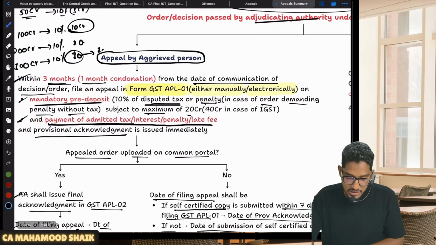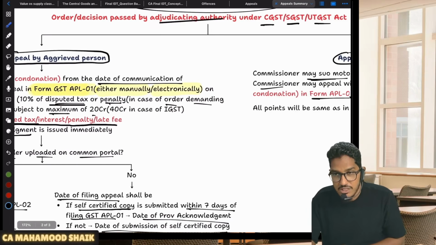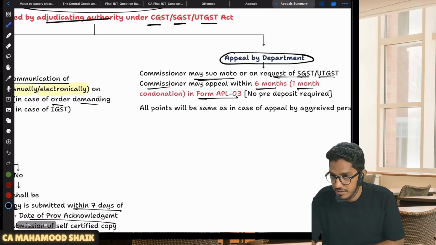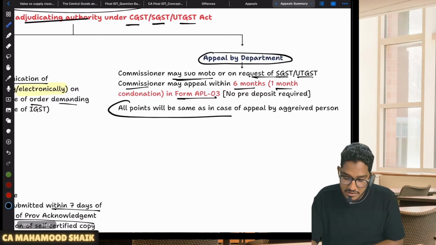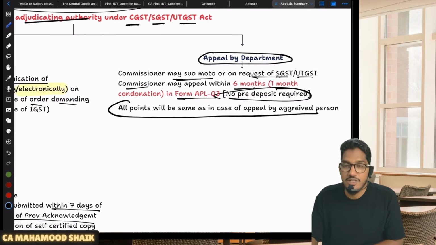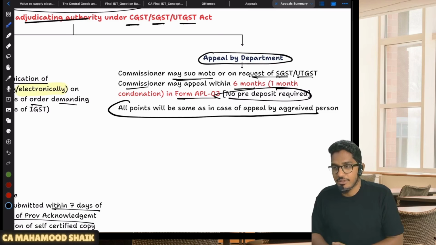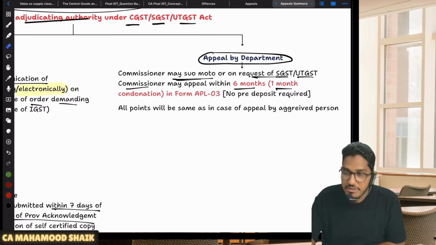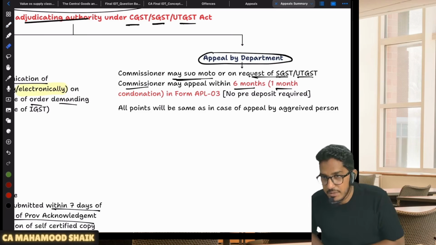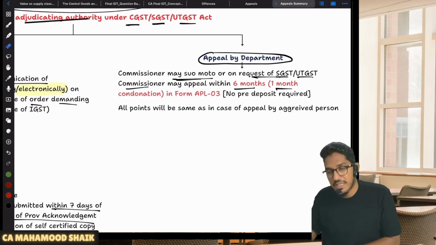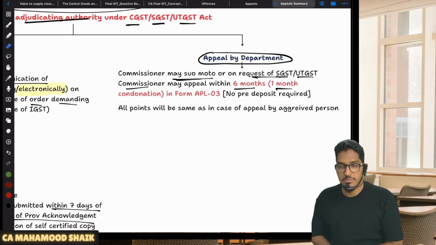And all the proceedings we have seen here will remain common even in the case of a department case. But one thing here, there is no pre-deposit required. Why? They would be asking money from the GST department. So here there is no requirement for pre-deposit. Without making any pre-deposit, within 6 months the department can make an appeal to the appellate authority. The commissioner appeals or additional commissioner appeals, they can make an appeal.